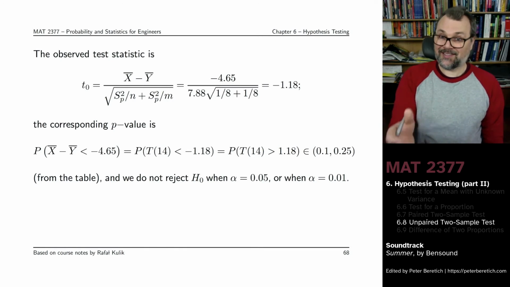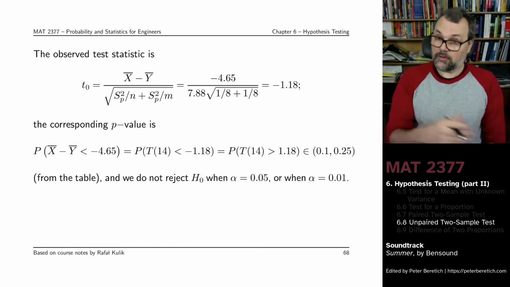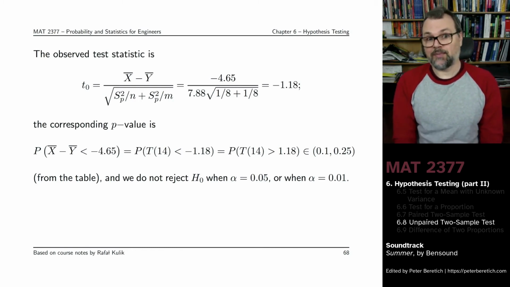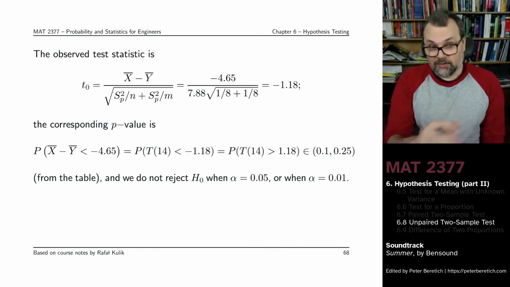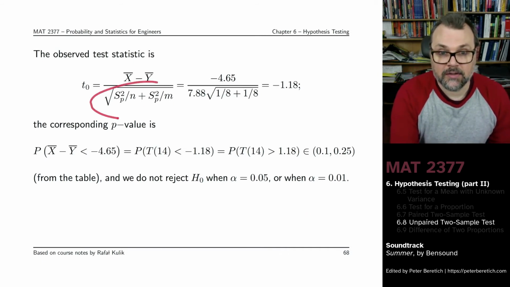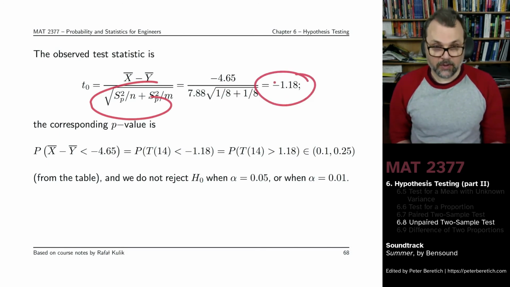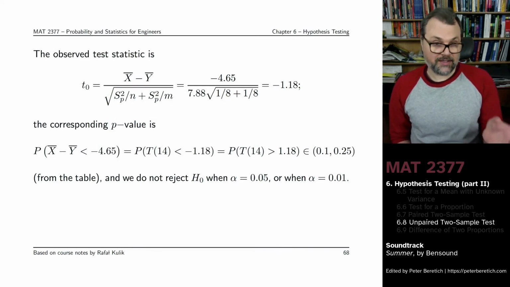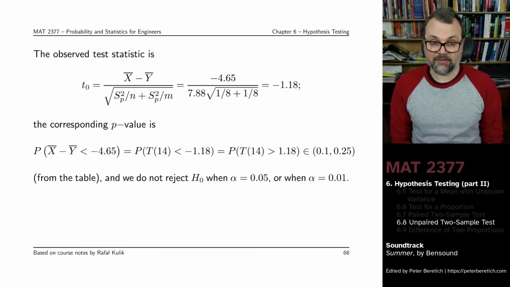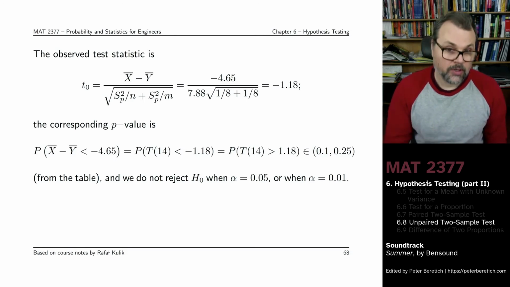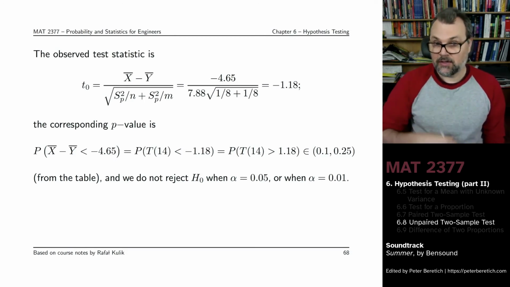Now you compute the test statistic for this because you didn't know the sigma squares, the variances. You estimated them using the pooled sample variance, X bar minus Y bar divided by the expression you get here. And if you do the computation, you work it out, you will get that this is minus 1.18. So your p-value, the probability that the difference is smaller than minus 4.65, would be the probability that the t-distribution with 14 degrees of freedom would find itself below minus 1.18. Right? That's only true under the null hypothesis for that specific situation.